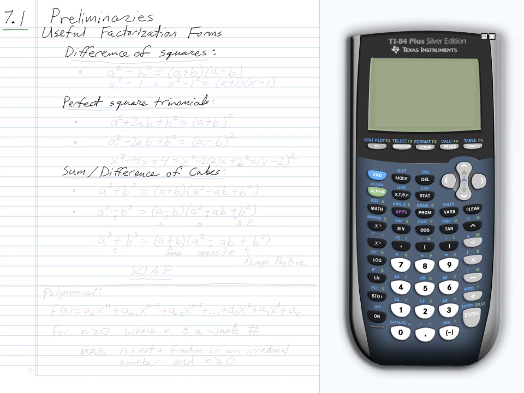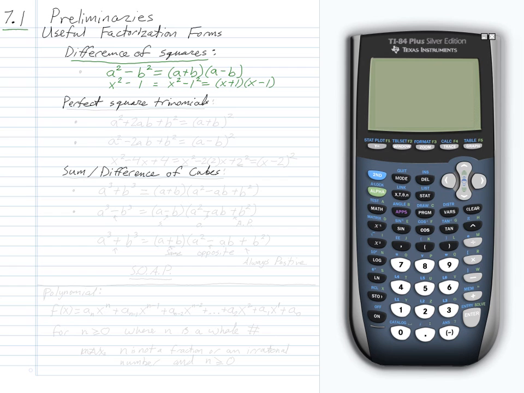So the first one, the difference of squares, we've seen quite a lot, though we haven't really stressed it very much. If we have something of this form, a squared minus b squared, and a and b can be anything, then we can break this down as a plus b times a minus b. So for example, x squared minus 1 can be written as x squared minus 1 squared. So this can be factored as x minus 1, x plus 1, or x plus 1, x minus 1.